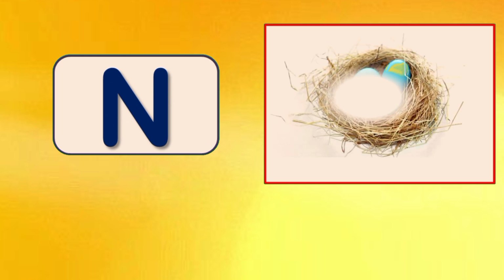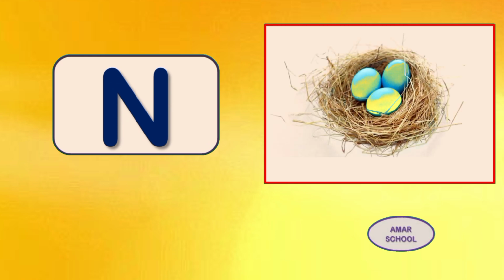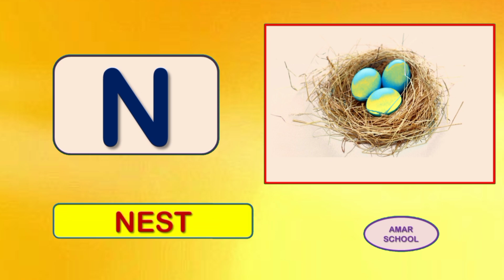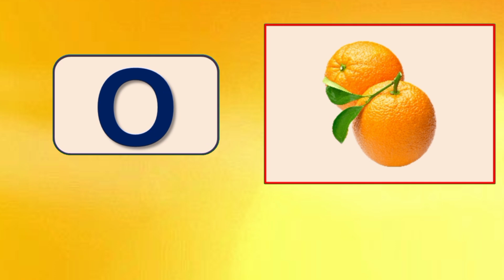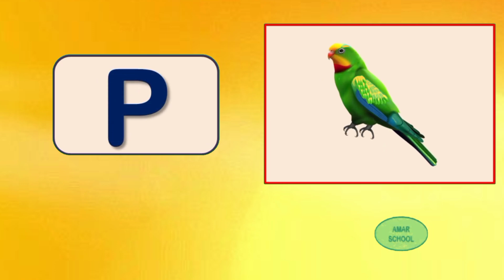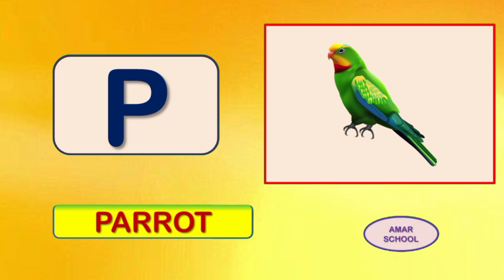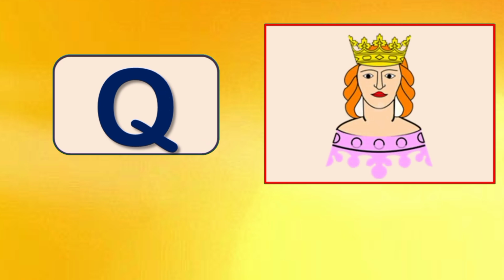N for nest. This is nest. Nest. O for orange. O for orange. P for parrot. This is parrot. P for parrot. Q for queen.